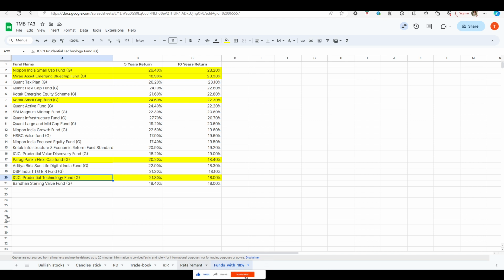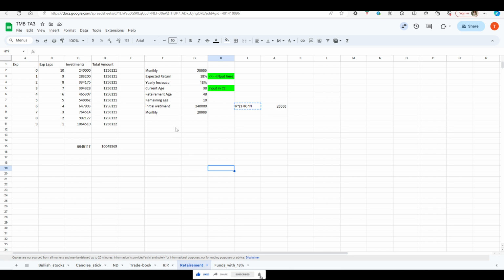Let's say this is the retirement corpus. I want to make 1 crore rupees. My current age is, for example, 38 years. I want to retire at 48 years, so in 10 years I want to make 1 crore rupees. 1 crore rupees is my retirement capital.